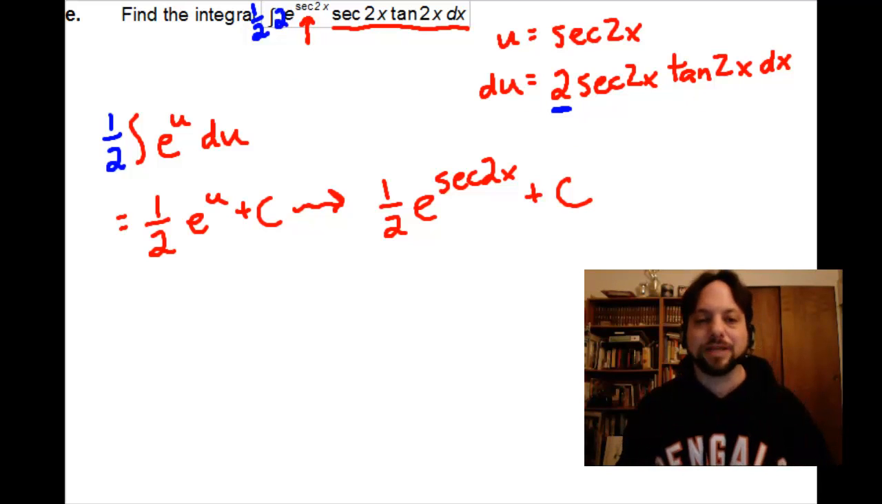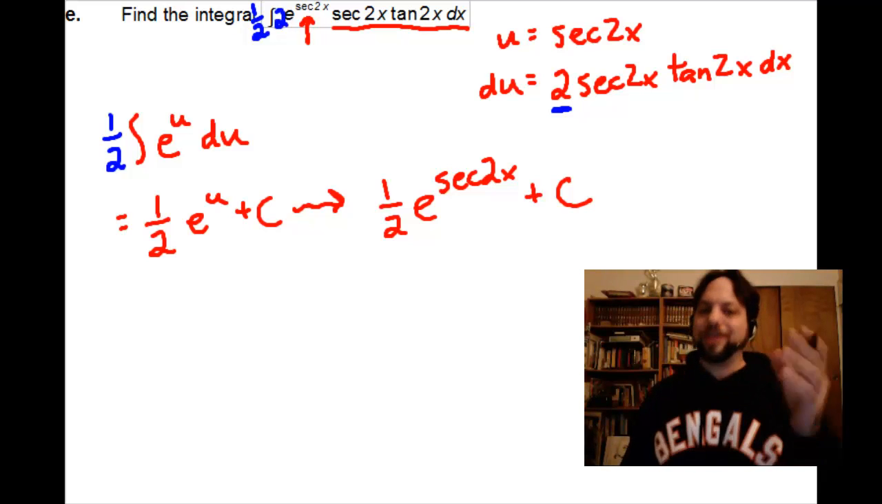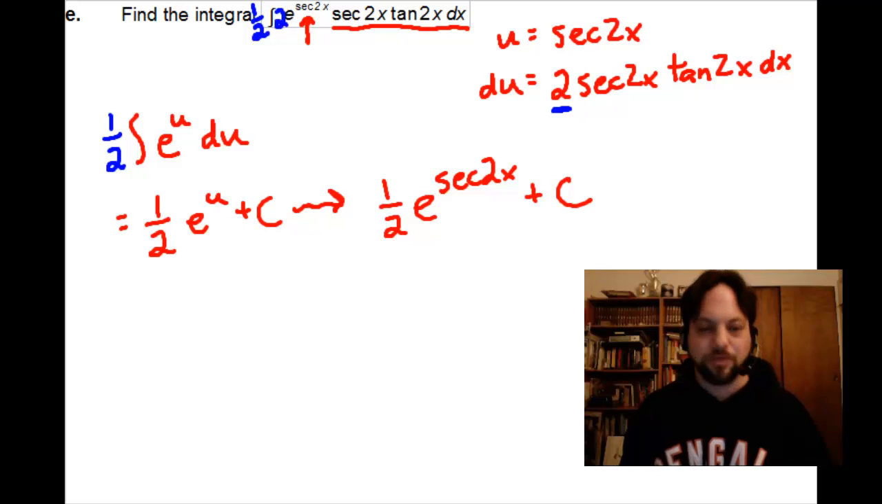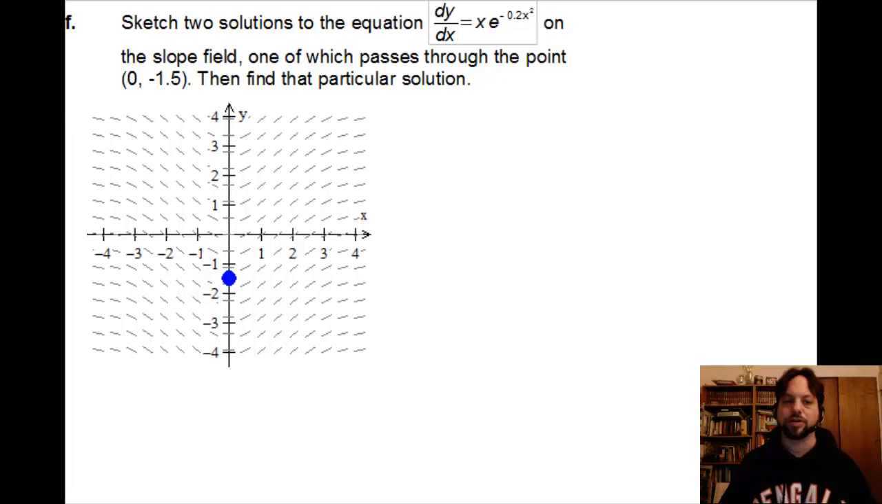So, all that being done, let's take a look at one last example. It's another revisit to a slope field. Good times. Let's take a look now. So, here in our last example, example F, we are given a differential equation. We're told that dy/dx is equal to x e to the power of negative 0.2x squared. And we're given this slope field that you see over here.